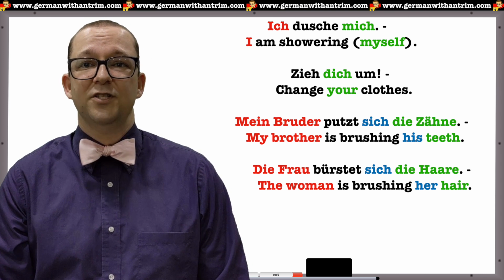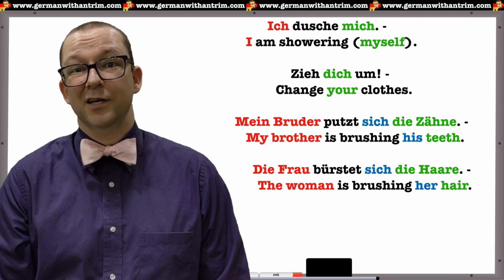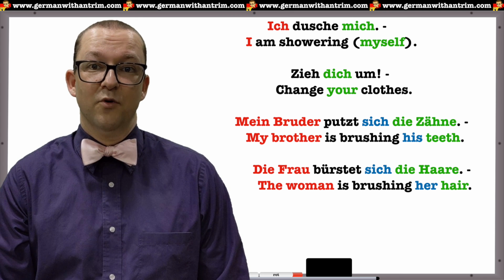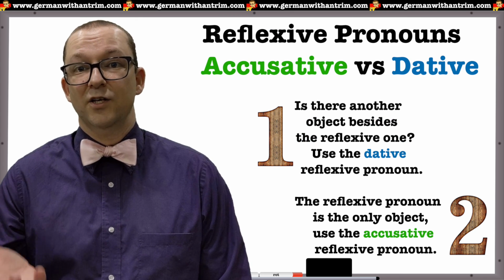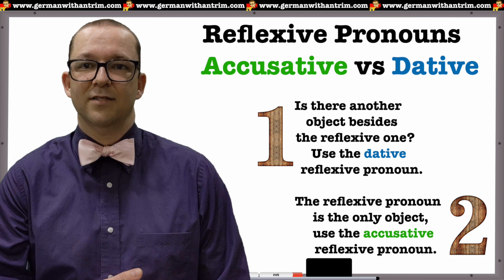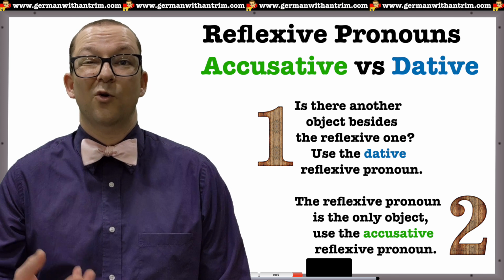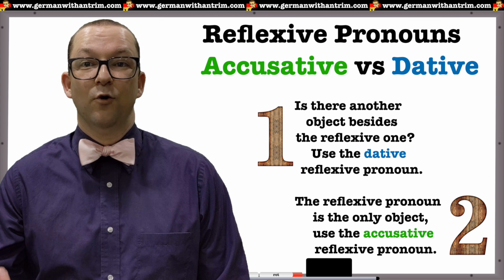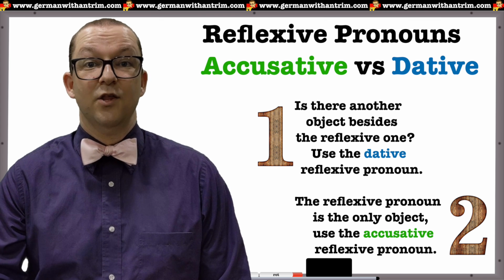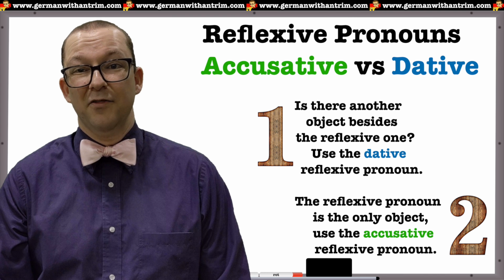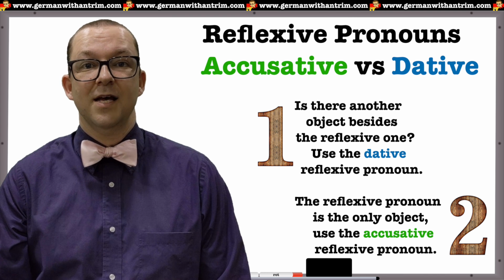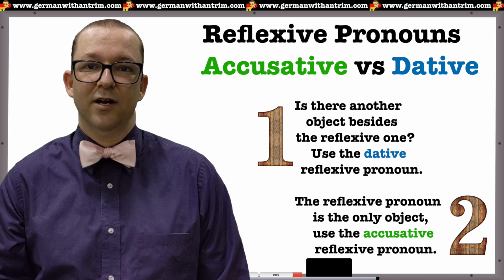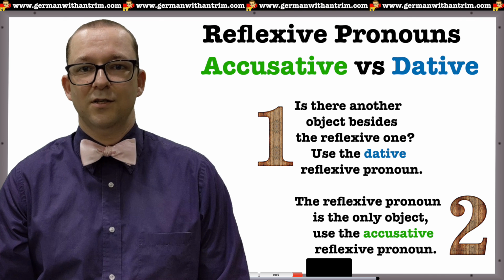Now let's figure out which column to use. When do we use the accusative and when do we use the dative pronouns? The deciding factor between accusative and dative reflexive pronouns is the presence of a direct object or the lack thereof. If there is already an object in the sentence, before you add in the reflexive pronoun, the reflexive must be dative, as the other object takes the accusative spot. If there is not another object, however, the reflexive pronoun is used in the accusative case.